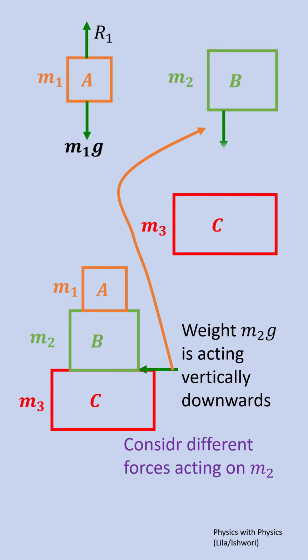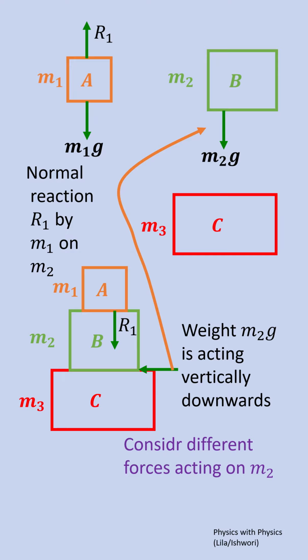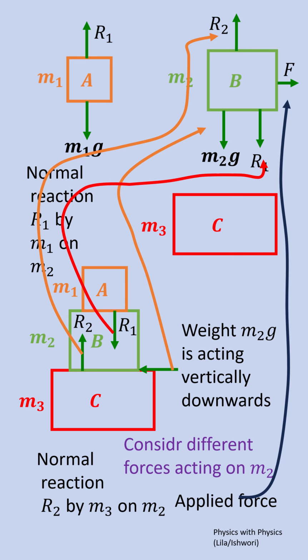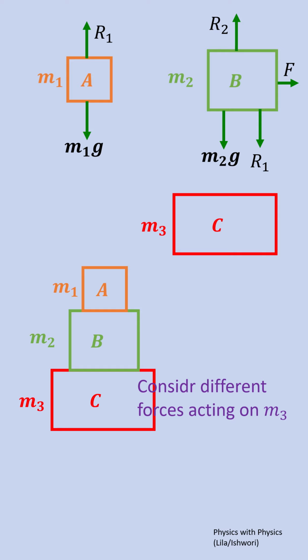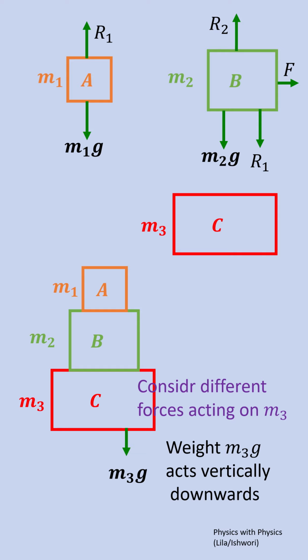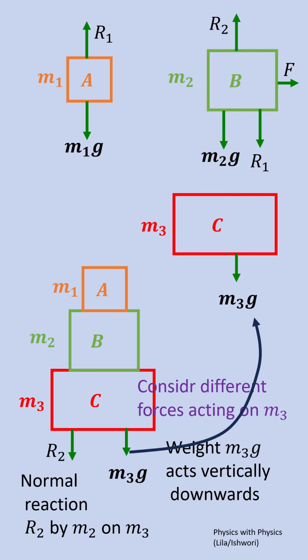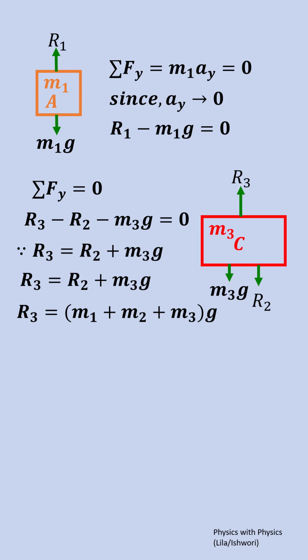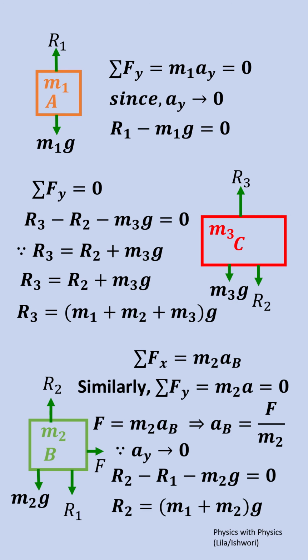Similarly for mass M2, weight M2G acts vertically downward. There are two normal reactions, one by the surface and one by the other mass, and this is the applied force. Now for mass M3, weight M3G acts vertically downward, and normal reaction acts vertically upward and downward as well. There are two normal reactions by two surfaces. These are the equations.